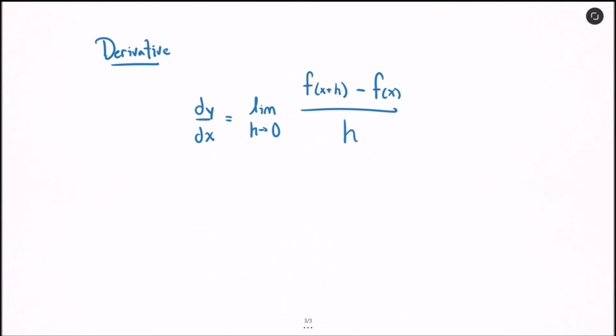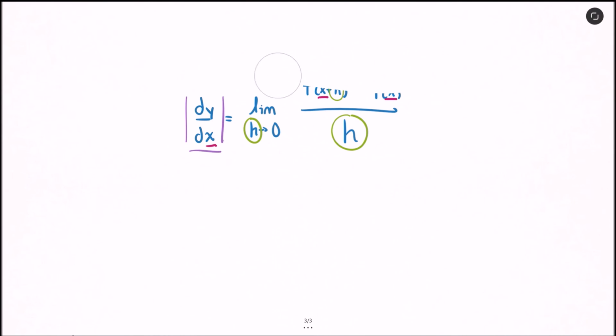But what does this mean? Well, x is the x value of the point we're finding the derivative of. h is the difference between x and the points around x, and this dy over dx is one way we symbolize the derivative. As h, or the difference between the points around x, approaches 0, we'll find the slope at x.